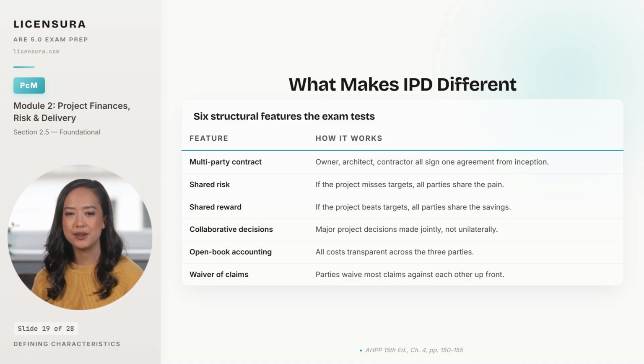One piece of paper, 3 signatories, all engaged from the very first conceptual conversation rather than phased in after the design is half complete. Shared risk and shared reward are the financial mechanism. The parties agree on cost and schedule targets up front, put a portion of their profit at risk against those targets, and the pool either grows or shrinks based on outcomes. Collaborative decision-making changes the governance of the project. The owner cannot unilaterally direct the architect or the contractor on the major issues. The team has to reach consensus.